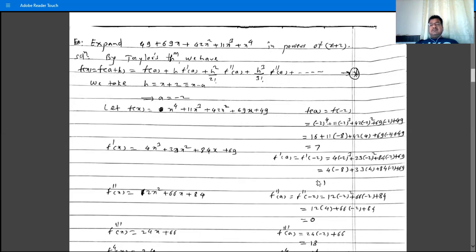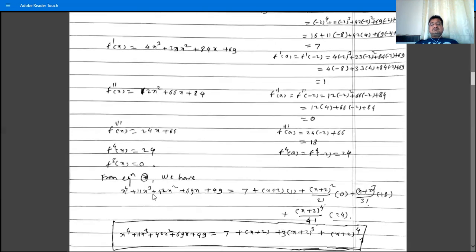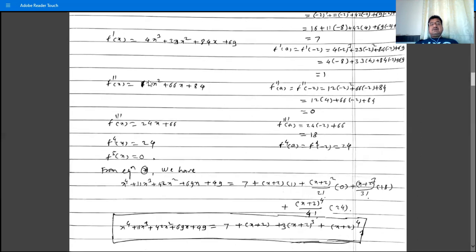We have answer 1. Then f double dash x, its derivative, is 12x square plus 66x plus 84. Then f double dash a means f double dash of minus 2, a is minus 2. So substitute x as minus 2, and we have the answer 0. Then f triple dash x is 24x plus 66.